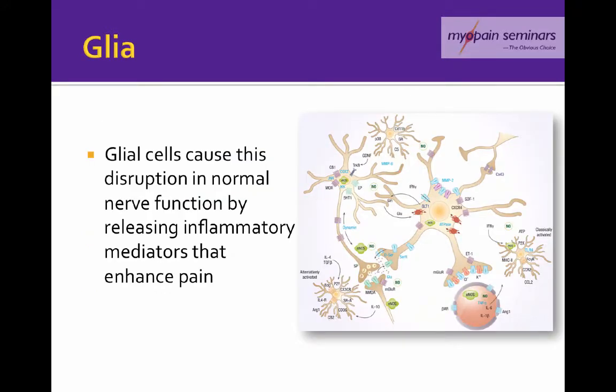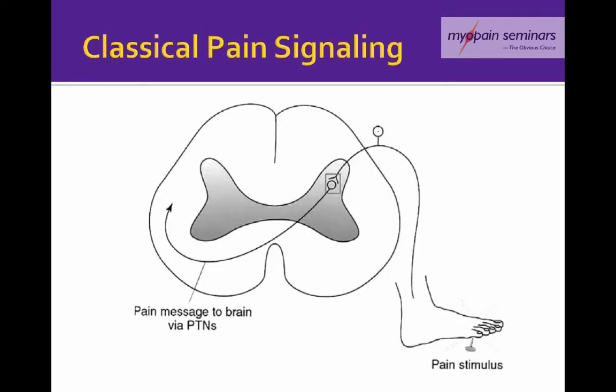Glia cells cause this disruption in normal nerve function by releasing inflammatory mediators that enhance pain. So glia cells are actually very busy cells that play a very active role in creating central pain states. The model we have used so far in these home study modules is actually a very outdated model because it does not consider the role of glia cells. It is now known as the classical pain signaling model, as you see depicted here.